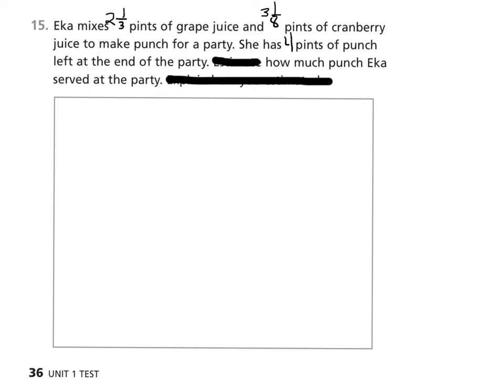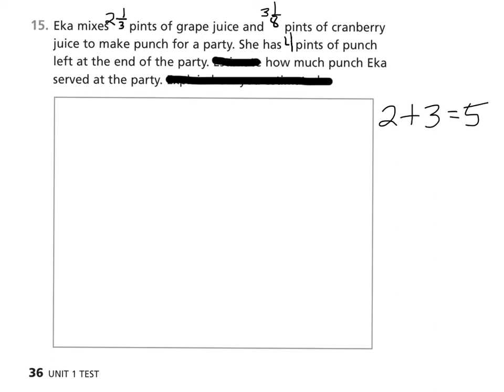And sometimes it's a little easier to make up a new problem and maybe estimate these numbers instead of using the fractions, just to see if we're on the right track and we're choosing the right operation. So let's just knock the fractions off of here and say instead that I mixed 2 pints of grape juice plus 3 pints of cranberry juice. And how much total punch would I have? I would have 5.